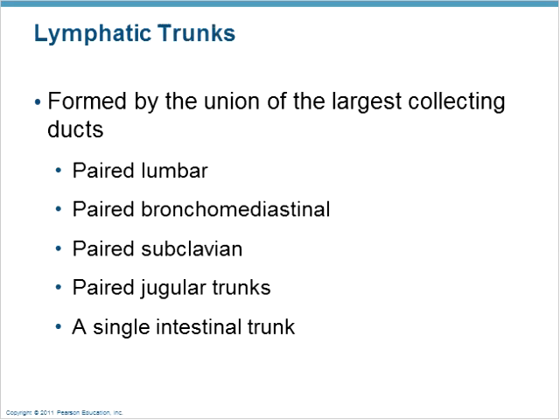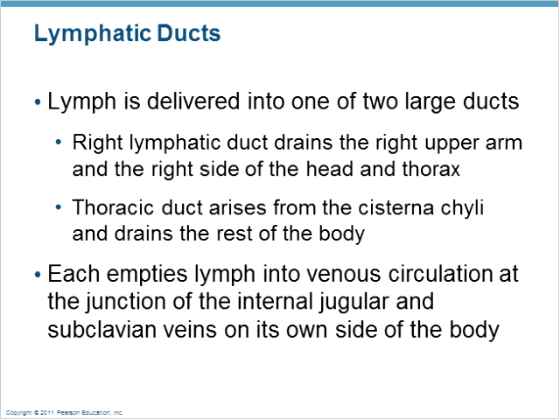Lymphatic trunks are formed by the union of the largest collecting ducts. They're paired. There are two in the lumbar area, a paired bronchiomediastinal lymphatic trunk, two in the subclavian, paired jugular trunks, and a single intestinal trunk. So it's interesting how it works.